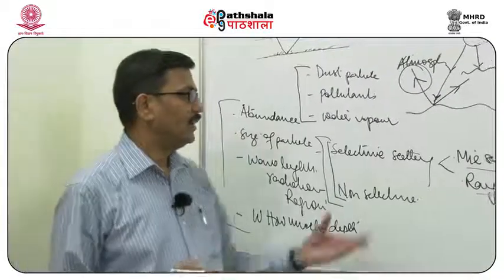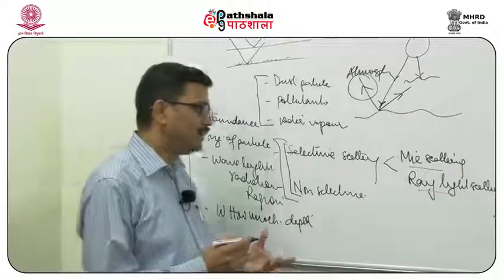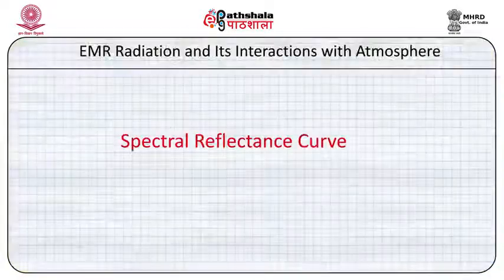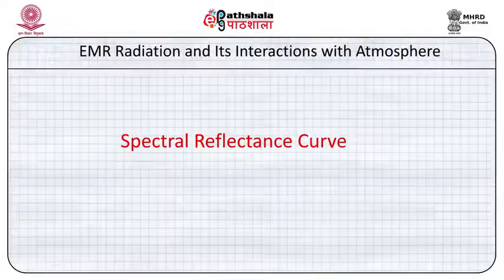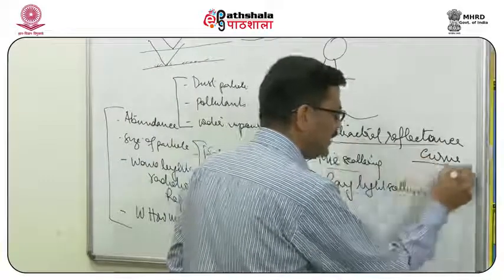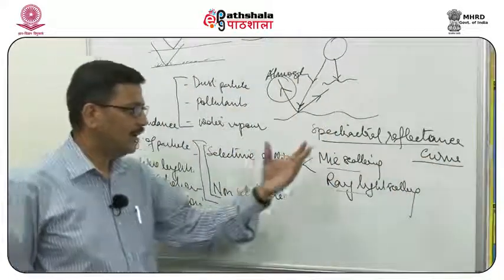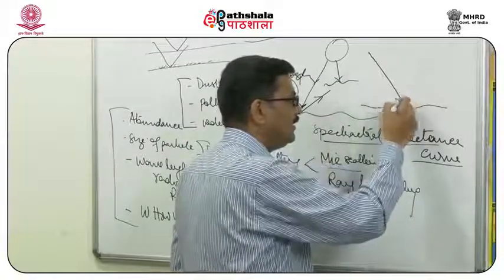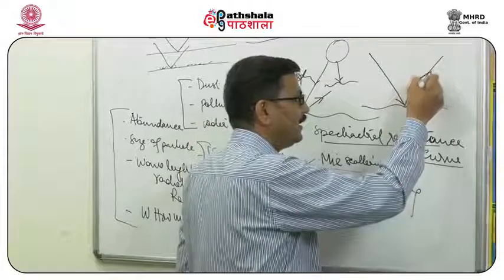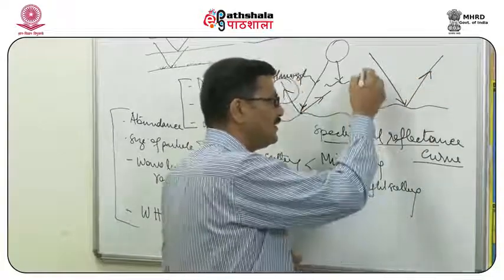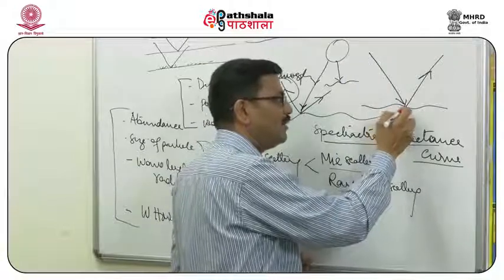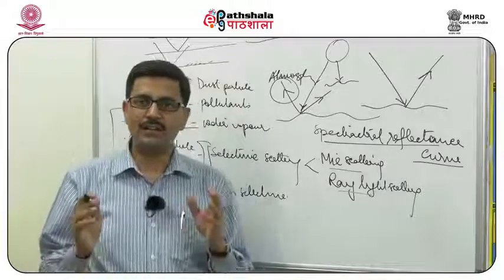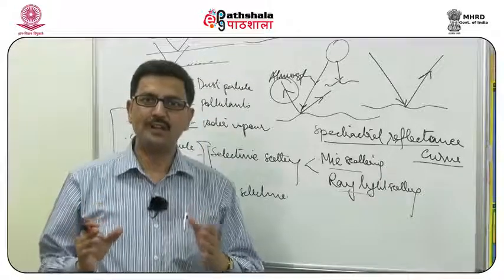So, friends, moving further in this module, let us understand some other issues, that is the spectral reflectance curve. This is very important in remote sensing. It is nothing but the incident energy and the reflected energy: how much energy reaches the surface of the earth, and how much energy is reflected back. This is very important in order to distinguish and separate out different objects.